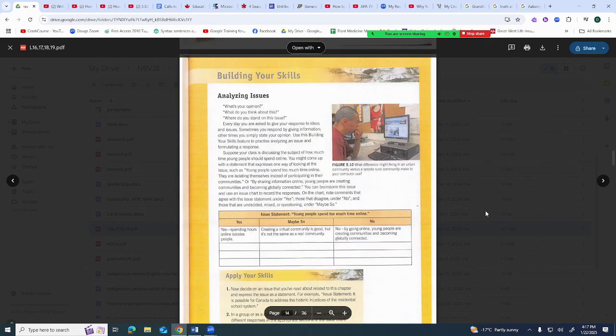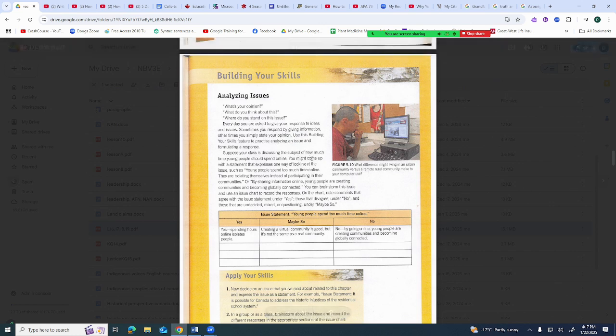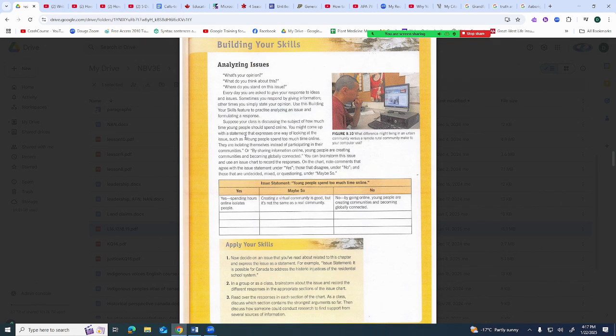Analyzing issues. What's your opinion? What do you think about this? Where do you stand on this issue? Every day you are asked to give your response to ideas and issues. Sometimes you respond by giving information. Other times you simply state your opinion. Use this building your skills feature to practice analyzing an issue and formulating a response.